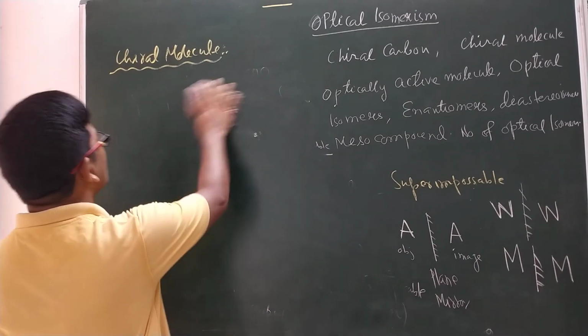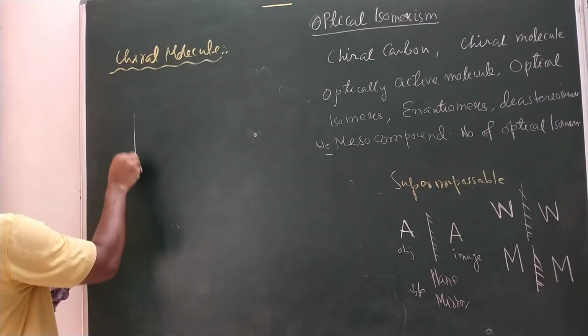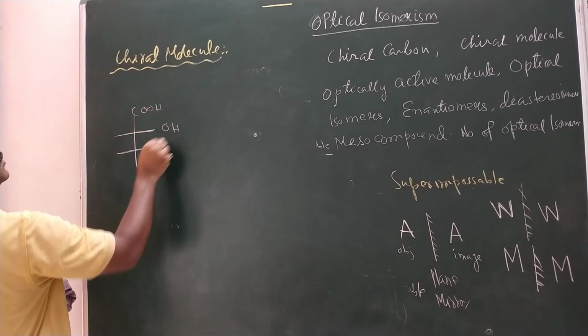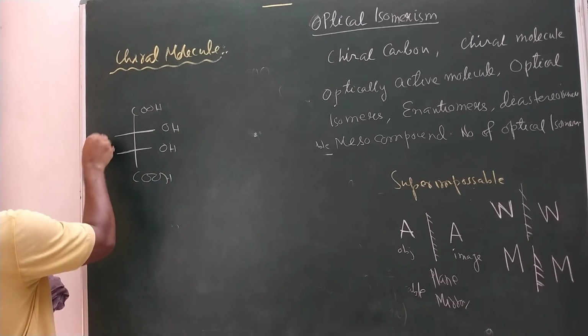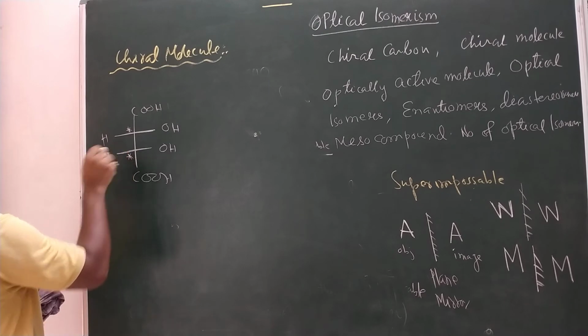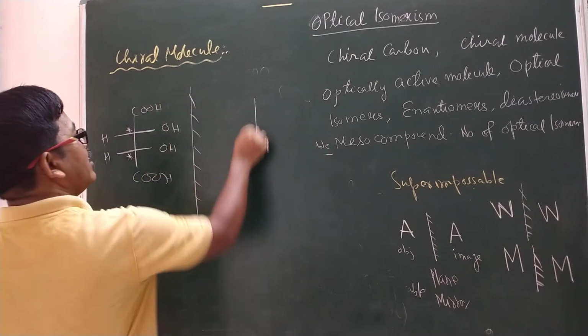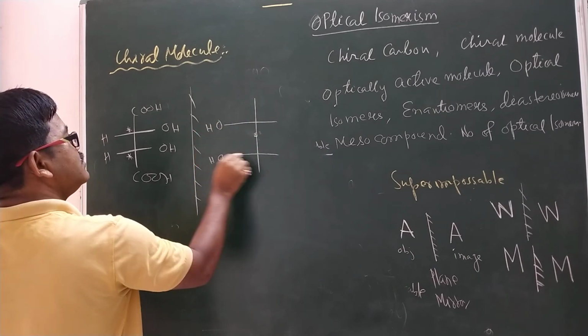But if it contains more than one chiral carbon, for example this molecule contains two chiral carbons. This is also a chiral carbon, this is also a chiral carbon. But if I take a mirror image, I will get this molecule.